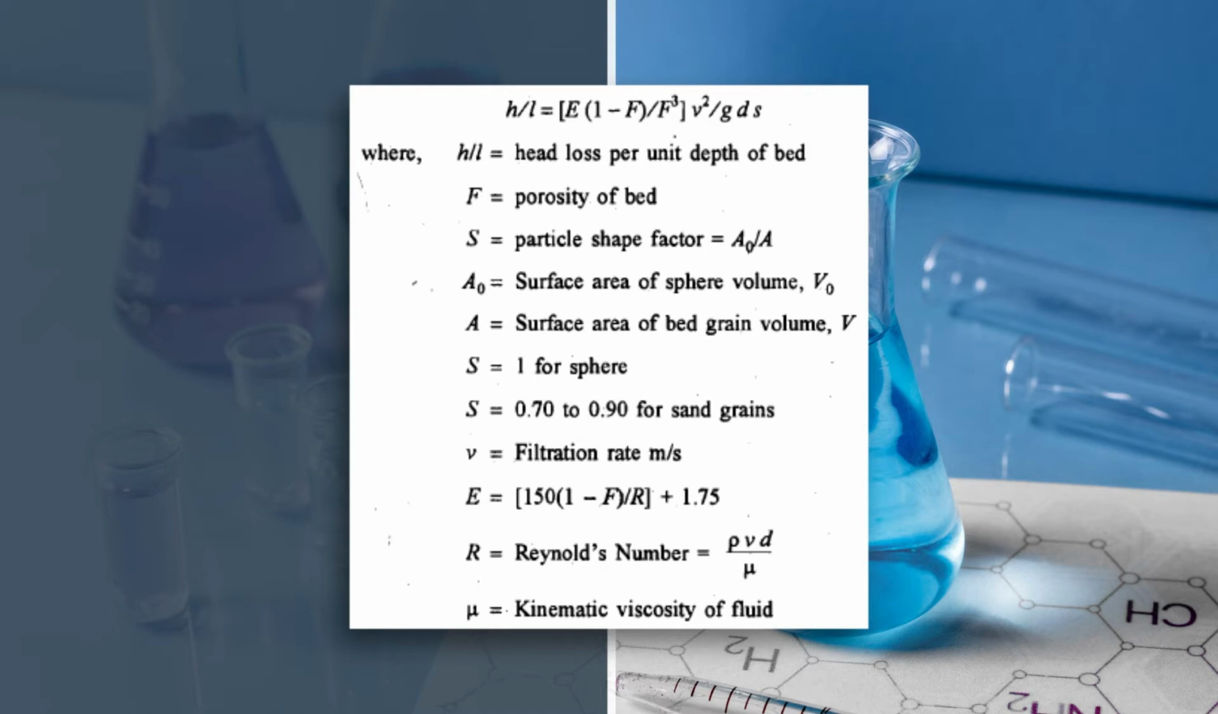So the value of ψ in the case of a sphere is 1, and for sand grain its value ranges from 0.70 to 0.9. v is the filtration rate in meters per second. E is equal to 150(1 − f)/R + 1.75. Here R is the Reynolds number, which can be calculated as ρvd/μ, and μ here is the viscosity of the fluid.